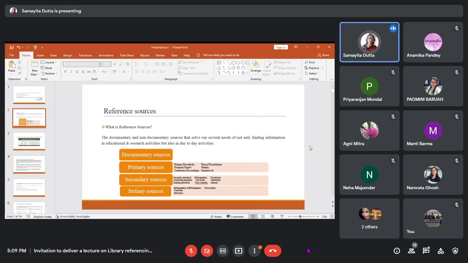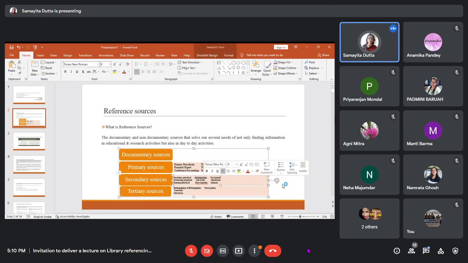Secondary sources give us information about the primary sources, and from them we can also derive further. These are called secondary sources of reference sources: secondary periodicals, abstracting periodicals, indexing periodicals. These give a list of periodicals; the abstracting periodical will give you abstracts from which you can get the main journals or articles. You can come to know that there exist several articles and journals, and you can get the list of them. Also bibliographies, encyclopedias, handbooks, dictionaries which you can consult.